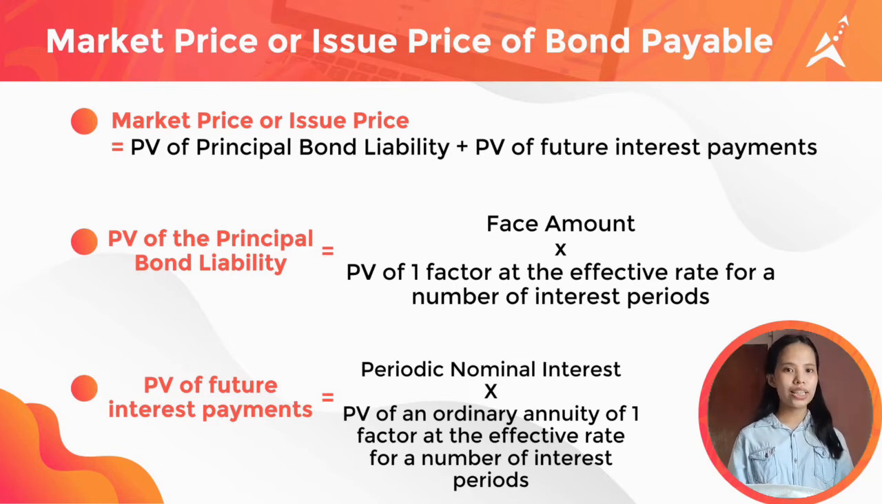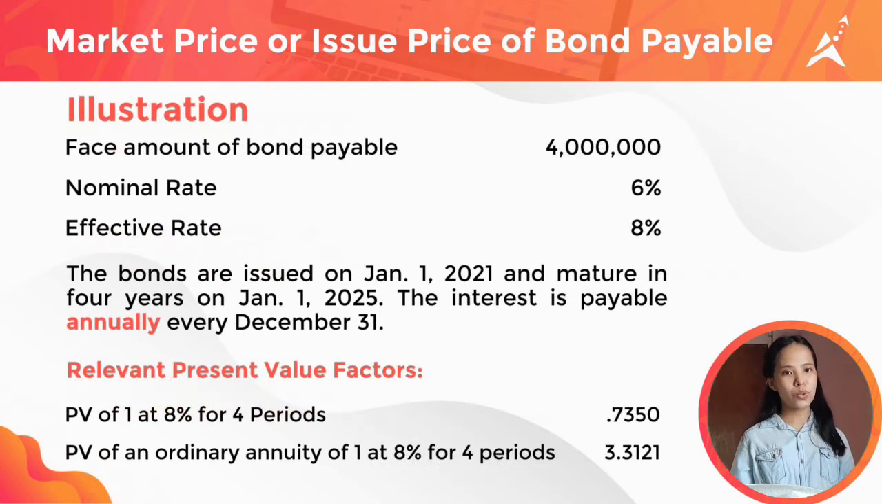In order to understand it, let's try the illustration on page 203. For this illustration, the face amount of bond payable is 4 million, nominal rate 6%, effective rate 8%. The bonds are issued on January 1, 2021 and mature in 4 years on January 1, 2025. The interest is payable annually every December 31. Since it is payable annually, there will be 4 periods from 2021 to 2025.